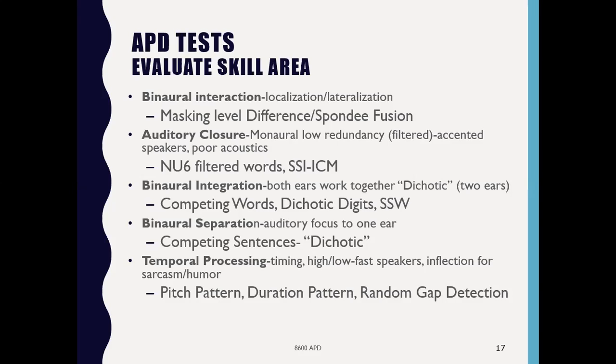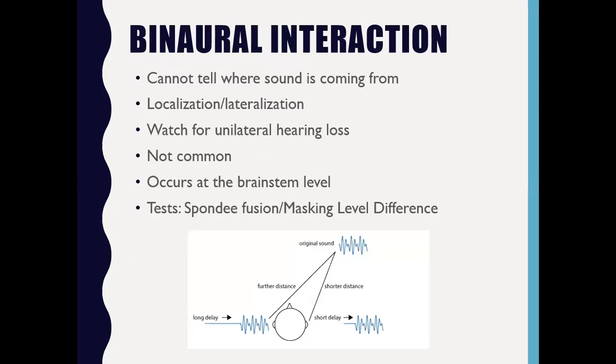The last category is temporal processing, which is timing, the ability for the right hemisphere to hear pitch changes and timing differences that will affect the understanding of speech, inflection in our voice, and the prosodic nature of speech. And so the words below each of these skills are some of the common tests that are used to evaluate those skills.